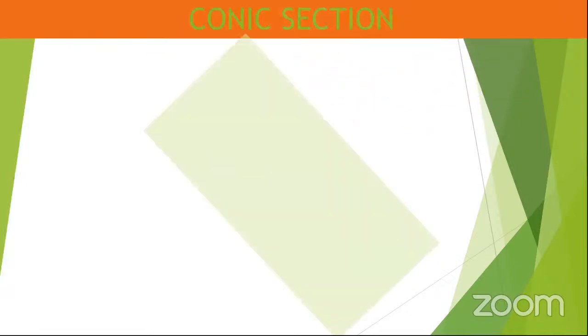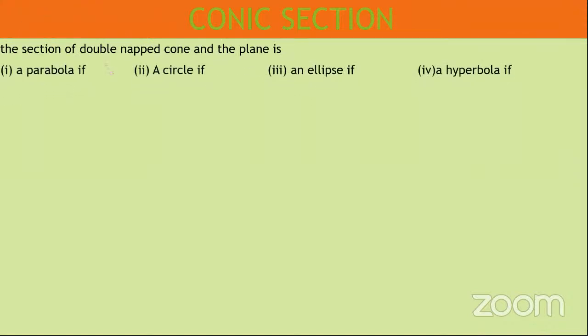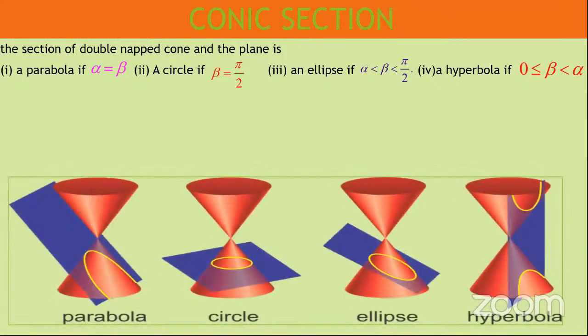Now, what is a conic section? The section of the double-napped cone and the plane is once again explained all together, children. When do we get a parabola, when do we get a circle, when do we get an ellipse, when do we get a hyperbola. Look at the figure carefully, children.